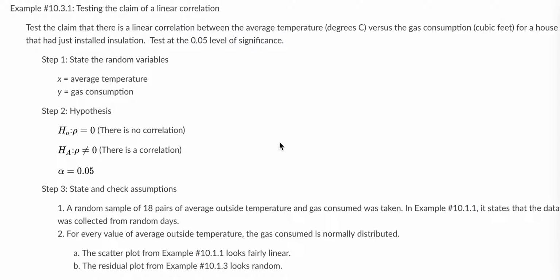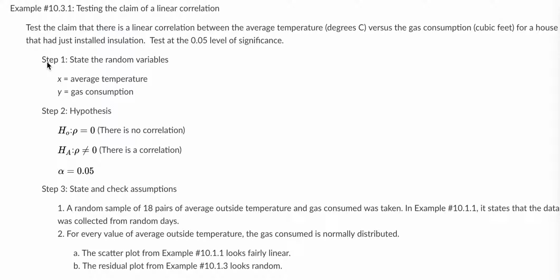This example will show you how to test the claim of whether or not there is in fact a linear correlation. So we're going to test the claim that there's a linear correlation between the average temperature versus the gas consumed in a house that has just had insulation. We're going to test this at the 0.05 level of significance.